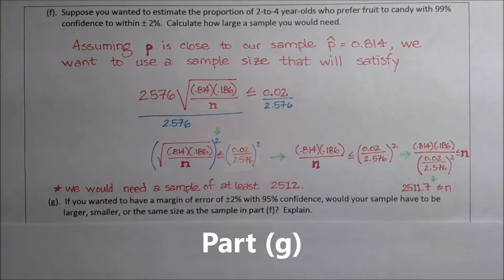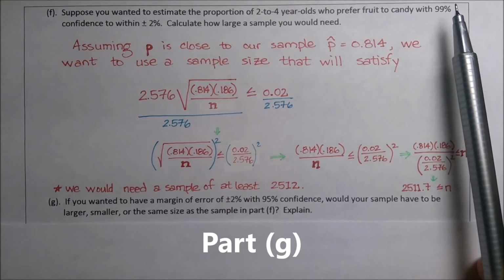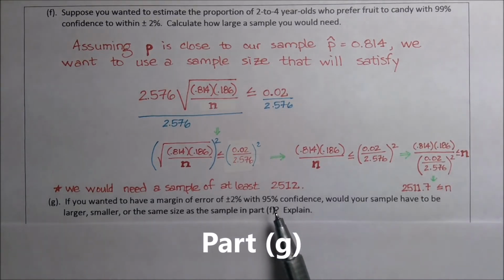Part G. So this time we're saying if we wanted to have a margin of error, again, within 2 percentage points, but this time with 95% confidence, would our sample have to be larger, smaller, or the same size? So what's happening is before we were looking at 99%. Now we're looking at 95% confidence.